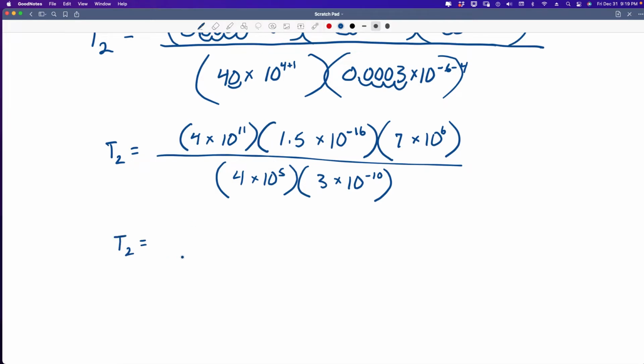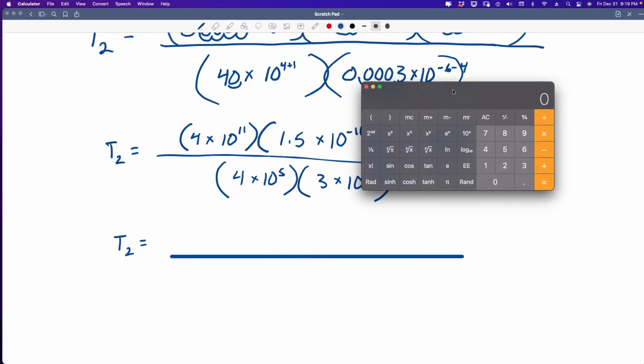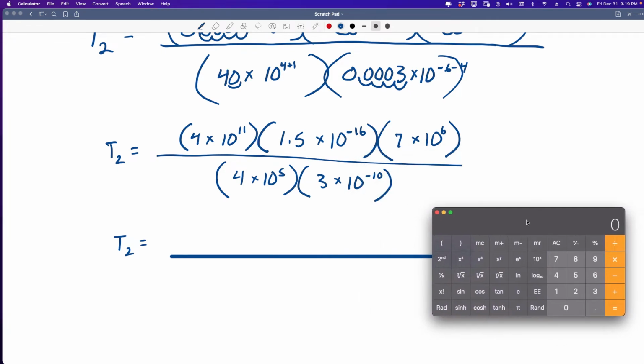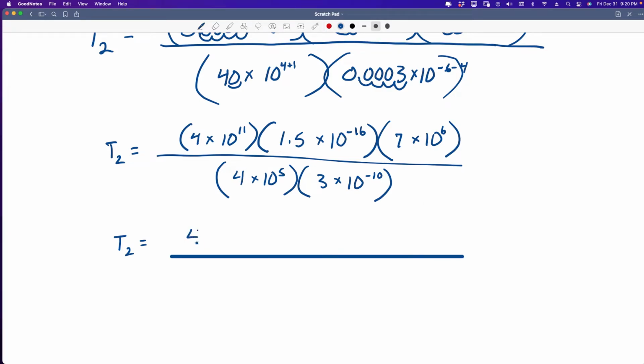T2 is equal, and I'm going to go ahead and put my line here. Okay, now let me pull up my calculator. So the first thing I'm going to do is multiply my whole numbers, right? 4 times 1.5 times 7 equals 42. All right, 42 times 10.